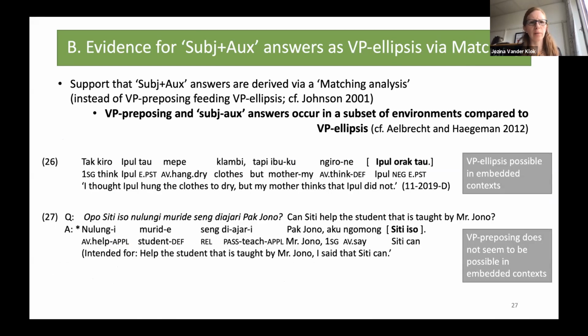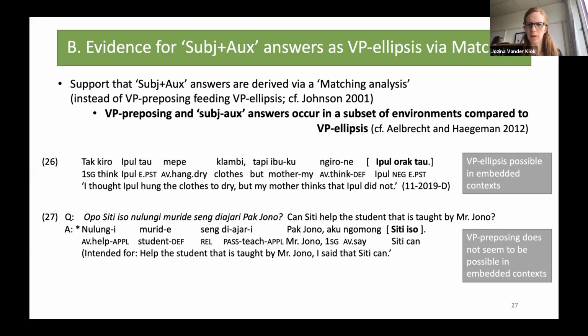So here's one example comparing VP ellipsis to VP preposing. In 26 is an example of VP ellipsis in embedded context. So I thought Ipul hung the clothes to dry, but my mother thinks that Ipul did not. So here Ipul or negation is embedded under my mother thought. And so VPE is possible.